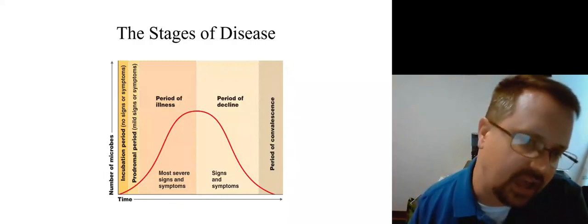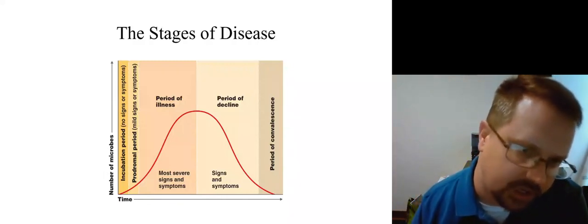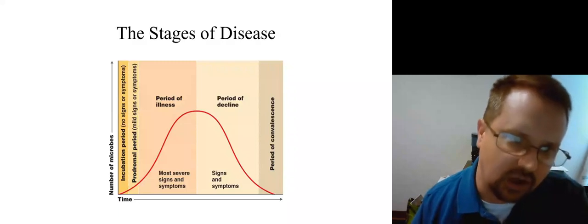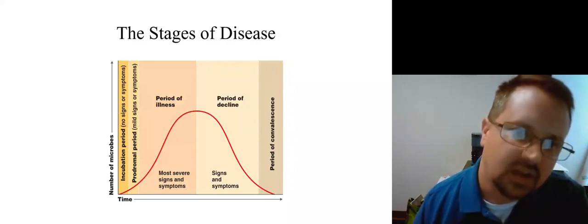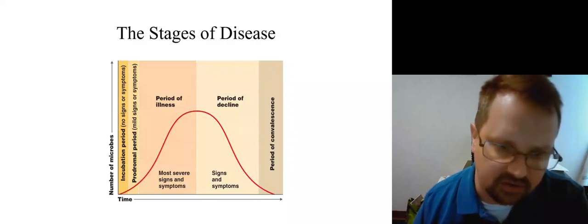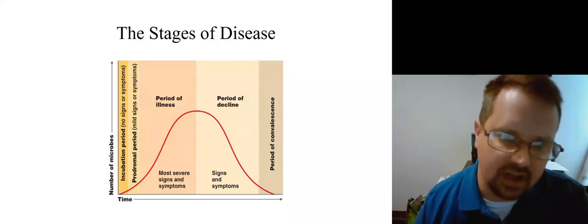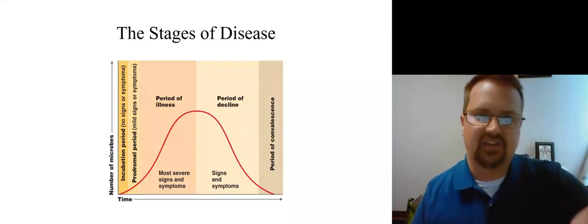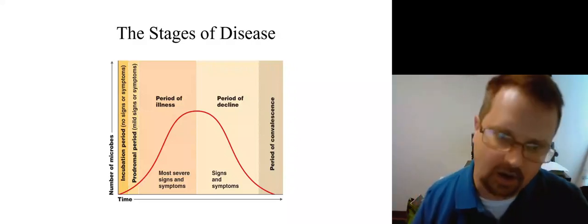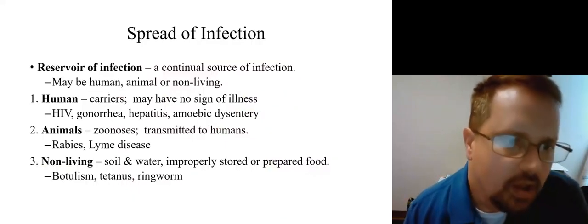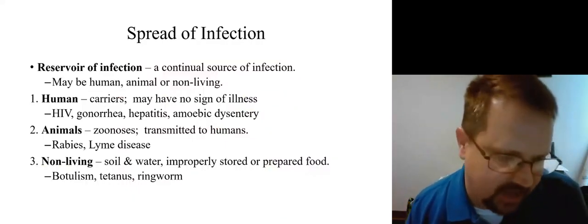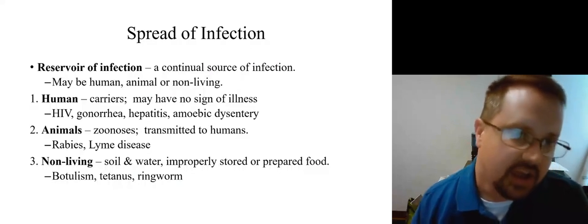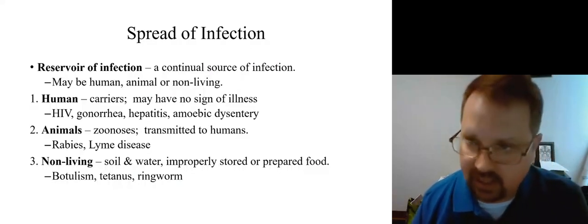So there's the incubation period, which is pretty short. The prodromal period, which is also pretty short, with mild signs and symptoms. The period of illness where you're actually the most severe. Then you still have signs and symptoms, but it's in decline. And then you're in recovery, and it's this nice bell-shaped curve. Okay. There are lots of ways we can spread infections. There are reservoirs of infection, where there's a continual source of infection. It could be a human, an animal, or a non-living thing.